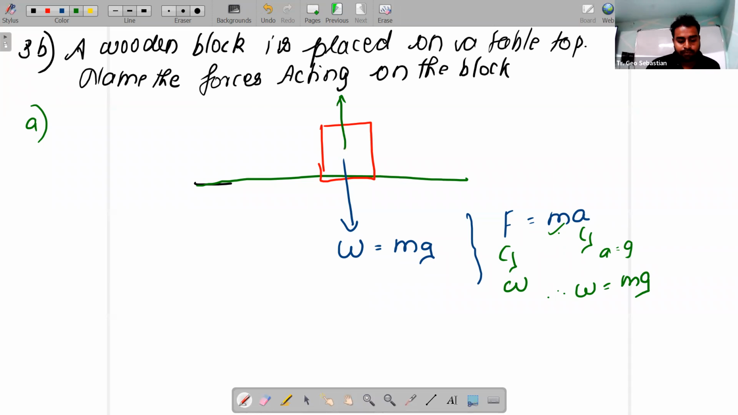Now another force will act upward. What is that force? Normal reaction force. It's not tension, there is no string. It is the normal reaction force. Please write that. The first one will be the reaction force from the table in upward direction.